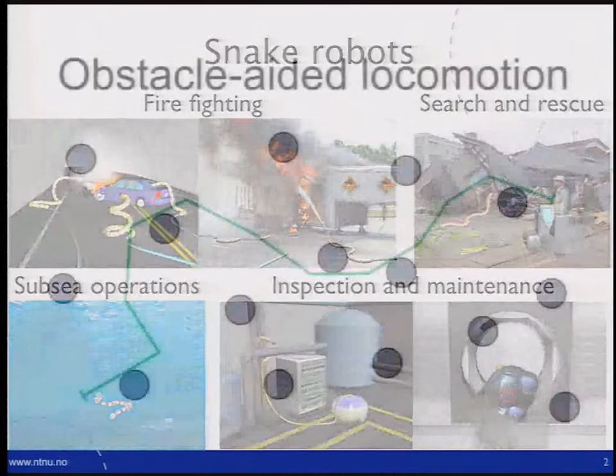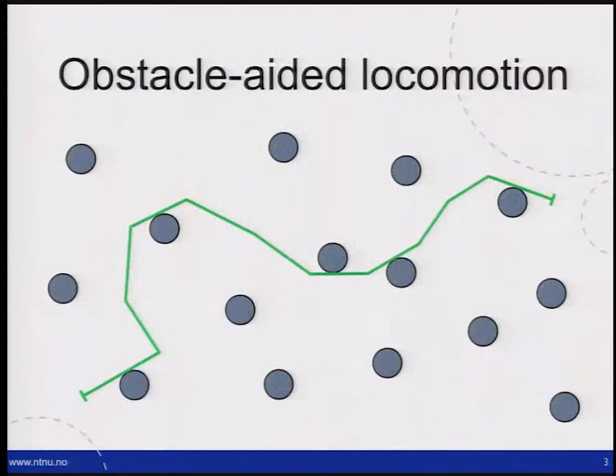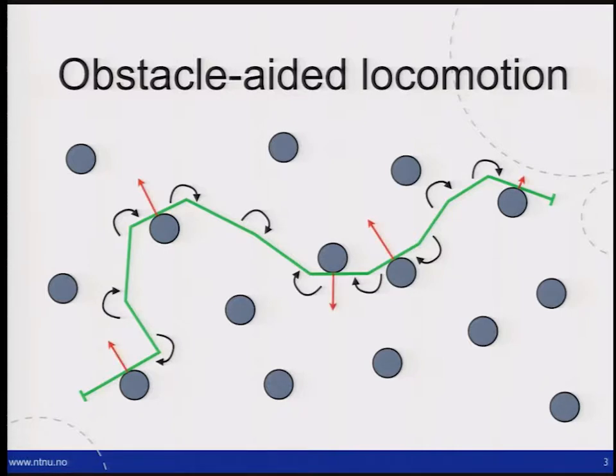So the stuff I've been working on is obstacle-aided locomotion. In this case, we have the green snake, which is touching a certain number of obstacles, which are the circles. And if the snake uses some torque at the joints, then since it's pushing against the obstacles, you will get reaction forces, which are the red lines here. And this will, in sum, give some total force on the snake center of mass.